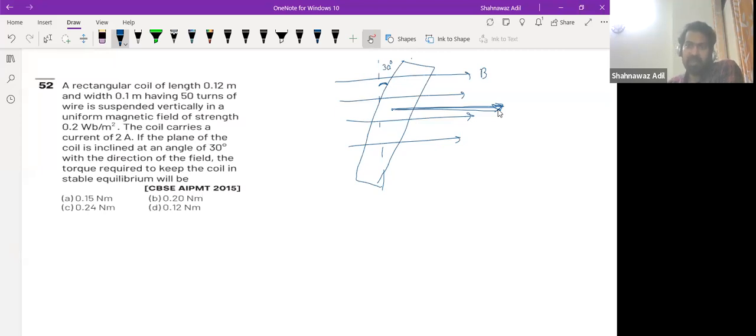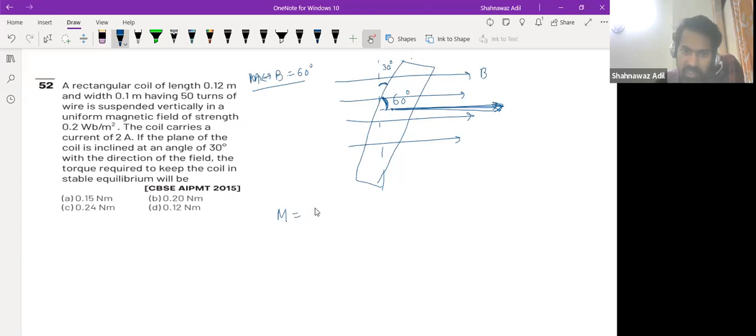And that is making an angle of how much? That is making an angle of 60. So we don't calculate the angle of the plane. We calculate the angle between the normal and the magnetic field, right? So this angle is 60 degrees, the angle between the magnetic field and the dipole. And we know how much the dipole is.